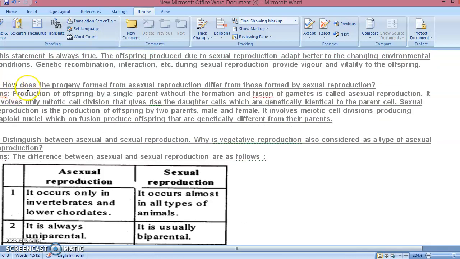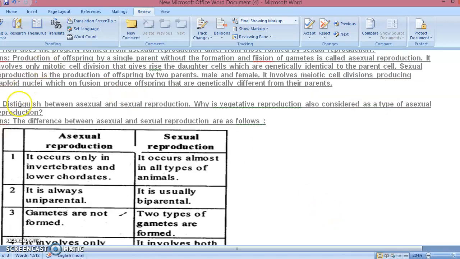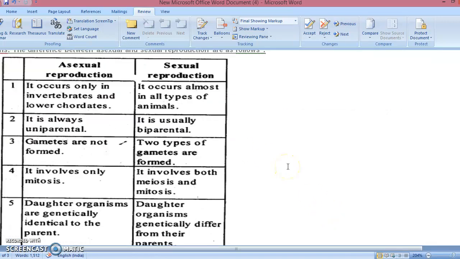Then, how does the progeny formed from asexual reproduction differ from those formed by sexual reproduction? The same answers you will get. Okay, just go through the answer. The next one: distinguish between sexual and asexual. While discussing the class, we had discussed different differences. And what are the differences?